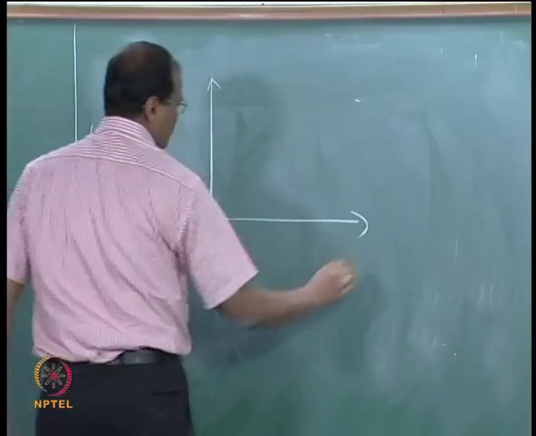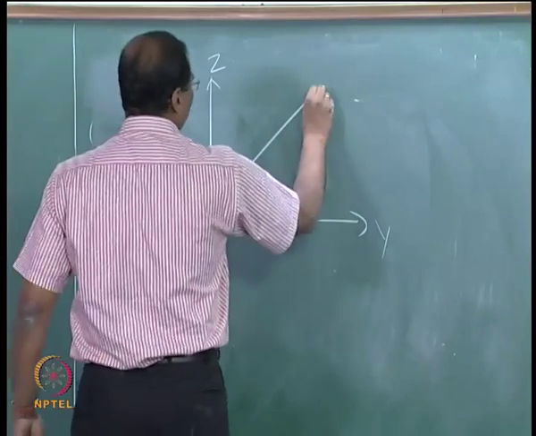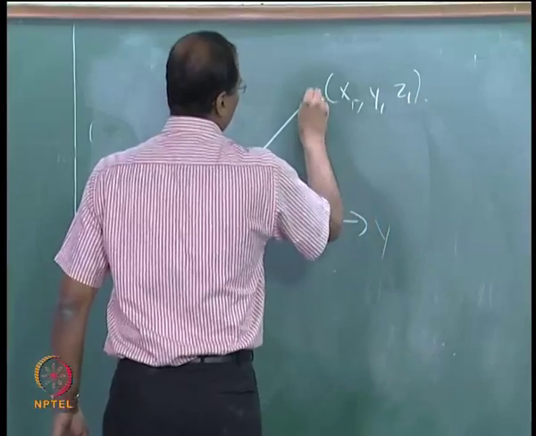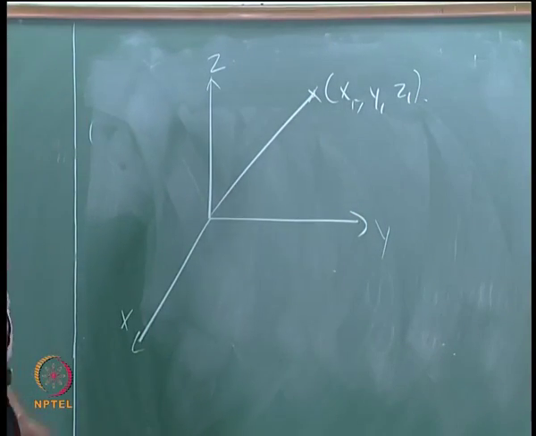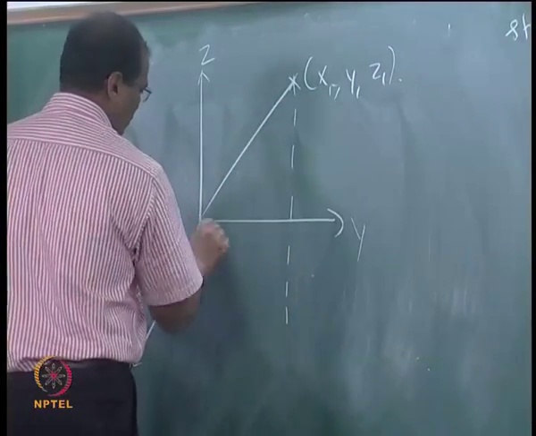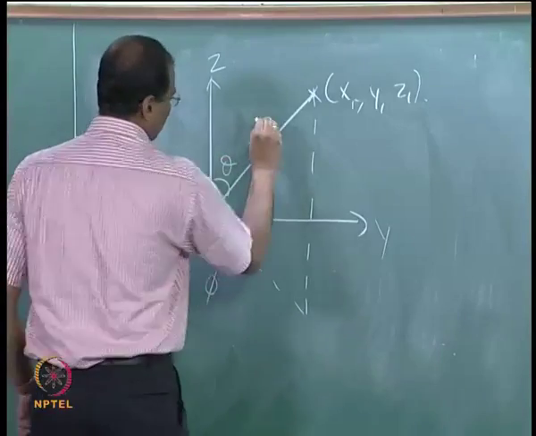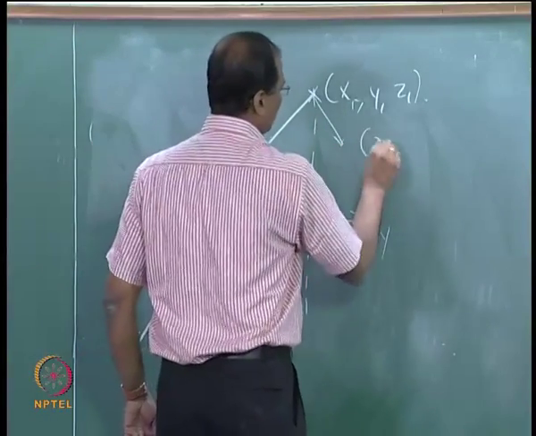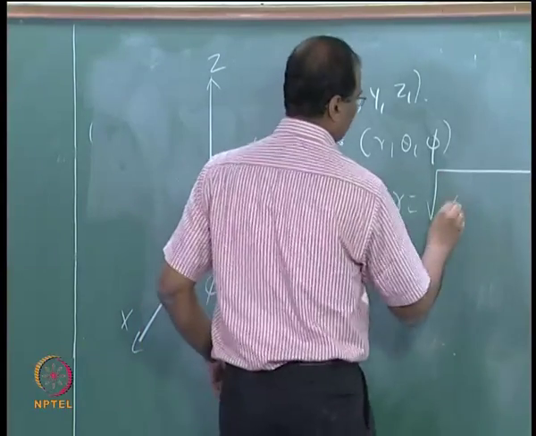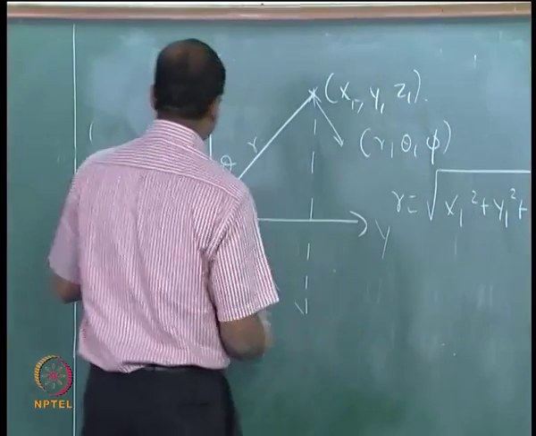You can have x, y, z, some point which is given by x1, y1, z1. The coordinates of this point can also be described as r, theta, phi, where r is basically the distance from the origin, of course this is considered as 0, 0, 0.